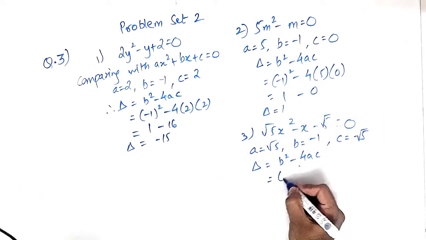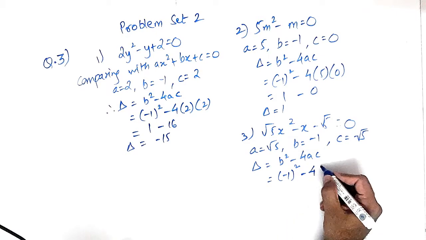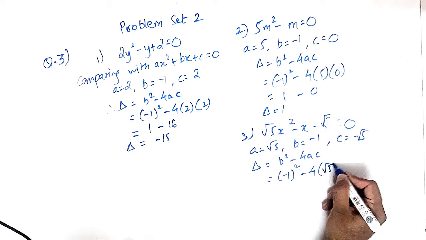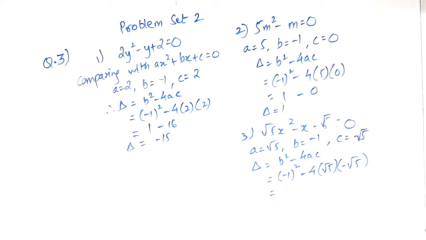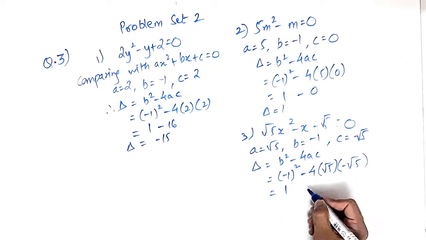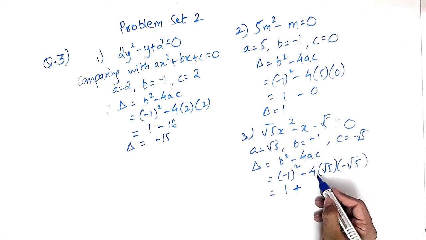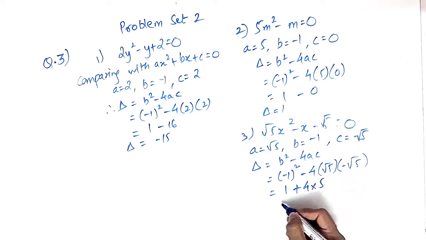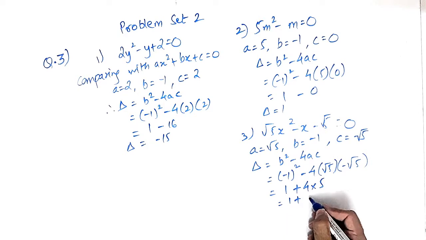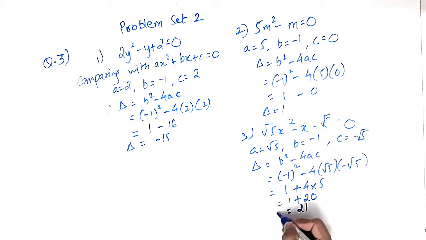B square is minus 1 square minus 4 into a is root 5 and c is minus root 5. Okay, now minus 1 square is 1, minus into minus is plus. 4 into root 5 into root 5. What is 4 into root 5 into root 5? It is 4 into 5. Root 5 into root 5 is 5. So 1 plus 4 5s is 20. So this becomes delta, which is the discriminant, equal to 21. Okay, let us move on to question number 4.